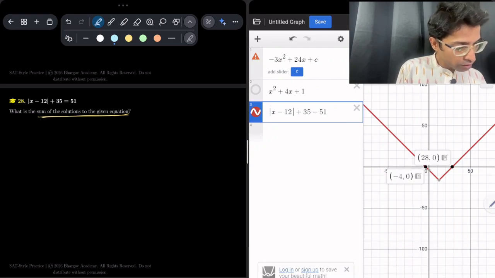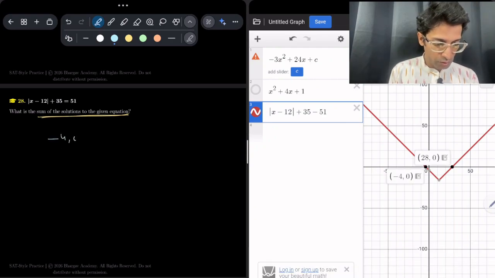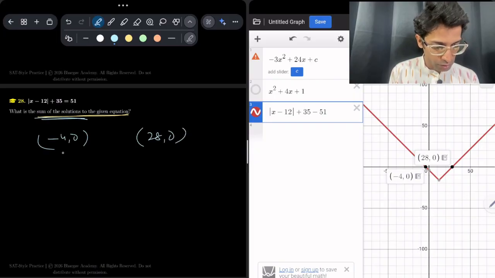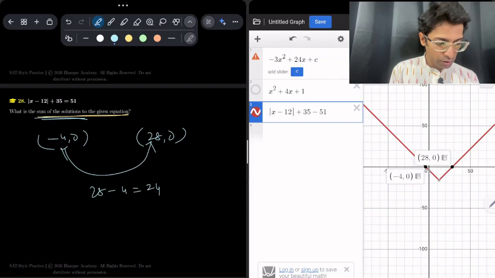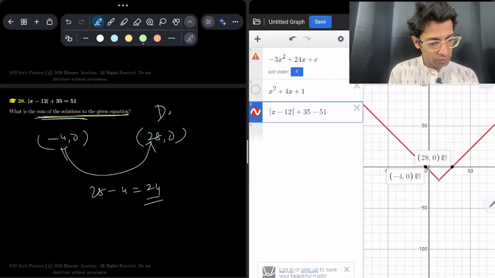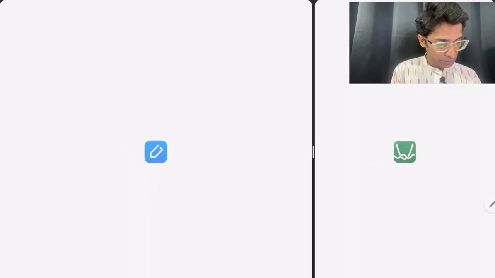So we have two solutions. Minus 4 comma 0 is one solution. Another solution is 28 comma 0. It's asking you the sum of the solutions, so it's asking you to add these two. So 28 minus 4 is 24. That's your answer. Desmos is just lovely. Let's go to the next problem.